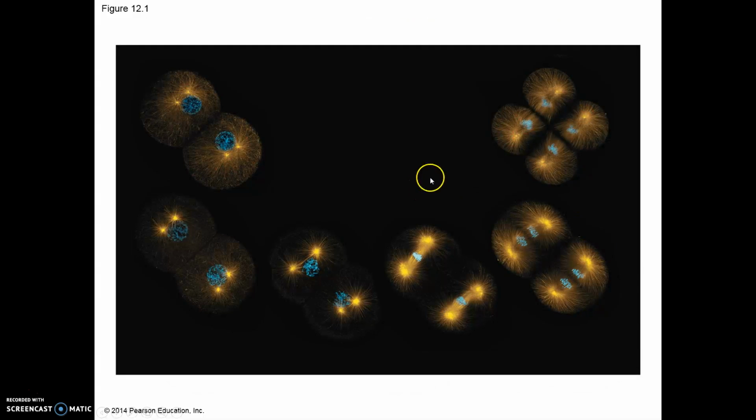So let's take a look at some micrographs. So these are micrographs of two cells that are undergoing this process. This is a time-lapse kind of picture, so we have a progression of time happening here. Here we can see the microtubules in yellow, the DNA in blue, and we can see that the DNA is condensed, but still within a nucleus. So we would call this prophase.